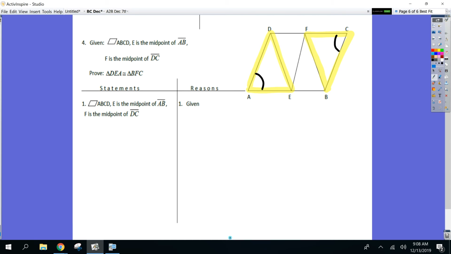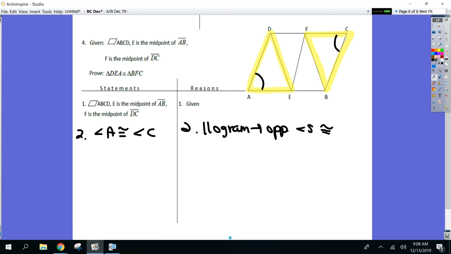Angle A and angle C are congruent. There we go. There's a full pair of angles. Angle A congruent to angle C. Why? There you go.